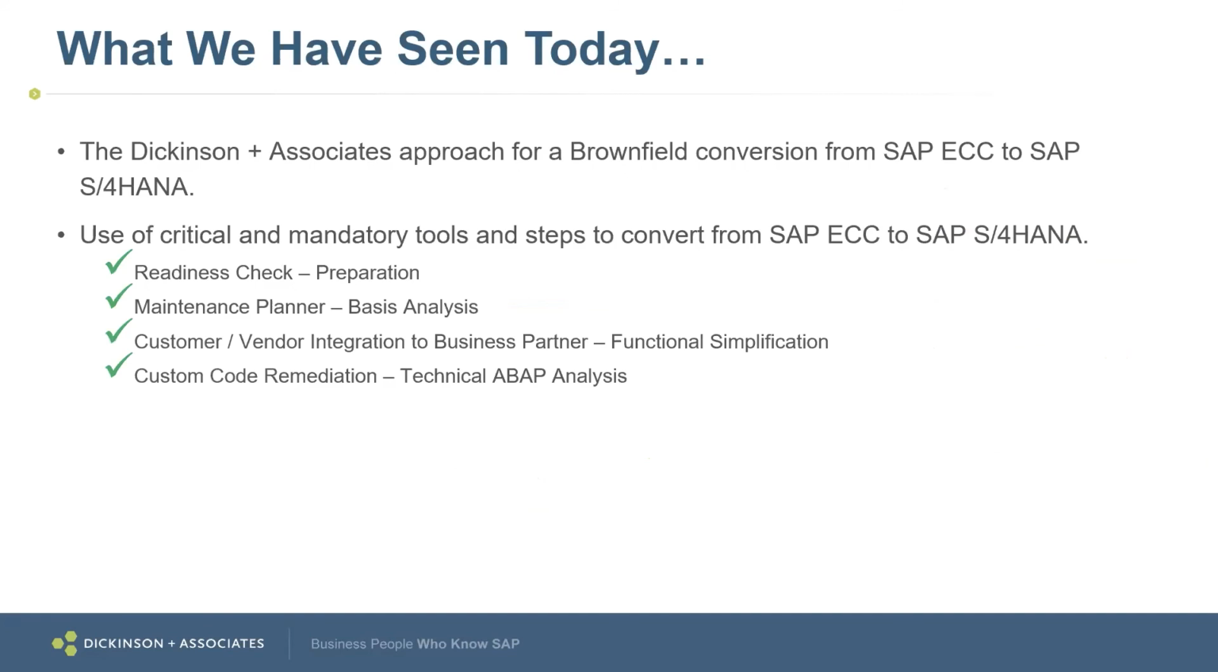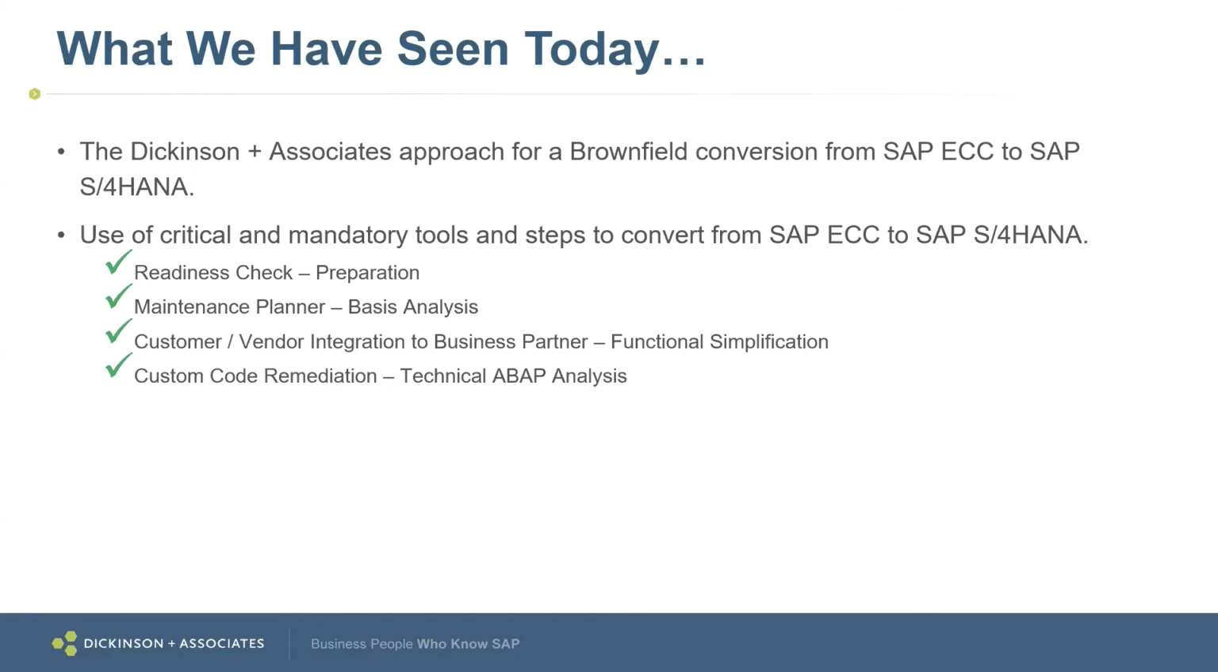So today, what we've hoped that you've seen is a methodology, the approach that Dickinson and Associates utilizes for a brownfield conversion from ECC to S/4HANA. And we've taken at least an examination of the readiness check, something that's done during the preparation phase of the project. The maintenance planner, which is one of the primary basis tools with the SUM tool for preparing and then executing the upgrade. The customer vendor integration, which is just one of several functional simplifications that you may need to address.